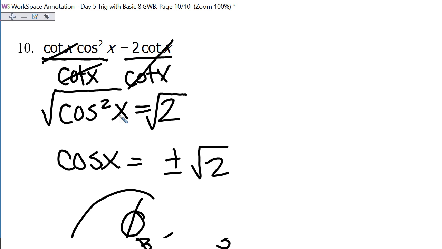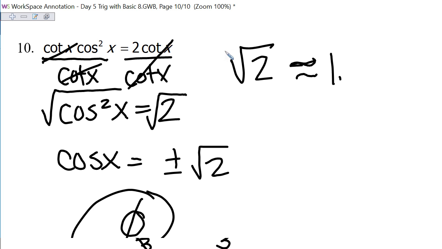Did you get an error message on the calculator? Yeah, and the reason why you did is because of the square root of 2. What is a decimal approximation for square root of 2? It's about 1.4. Well, think about your cosine graph. Where does cosine start?